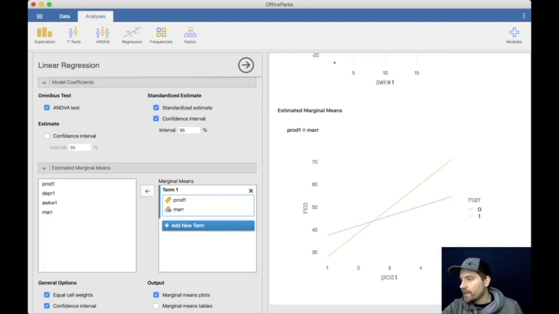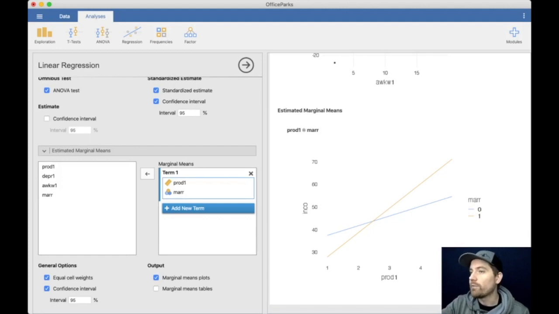What we're going to see is productivity along the x-axis and income along the y. And this is not a significant relationship. However, this can still give us some idea of what the relationship is starting to look like. So in this case, let's pretend this was a significant relationship. We have marital status 1, meaning they're married. That's this line. And marital status of 0 is not married, and that's this line.